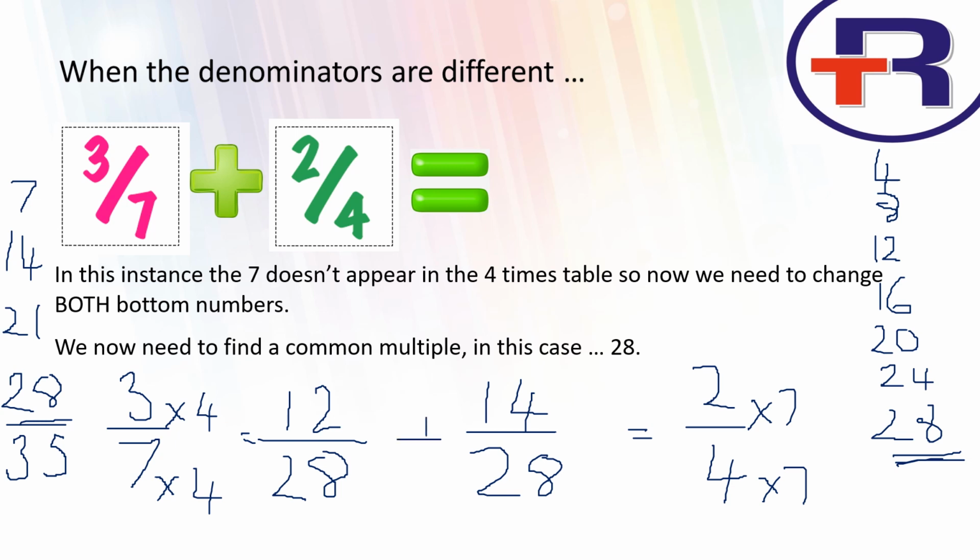Now I can add those two together. 28 is my common denominator. That stays at the bottom. There it is, 28. And I just add across the top. 12 plus 14 is 26. So the answer to the question 3/7 plus 2/4 is 26 over 28.